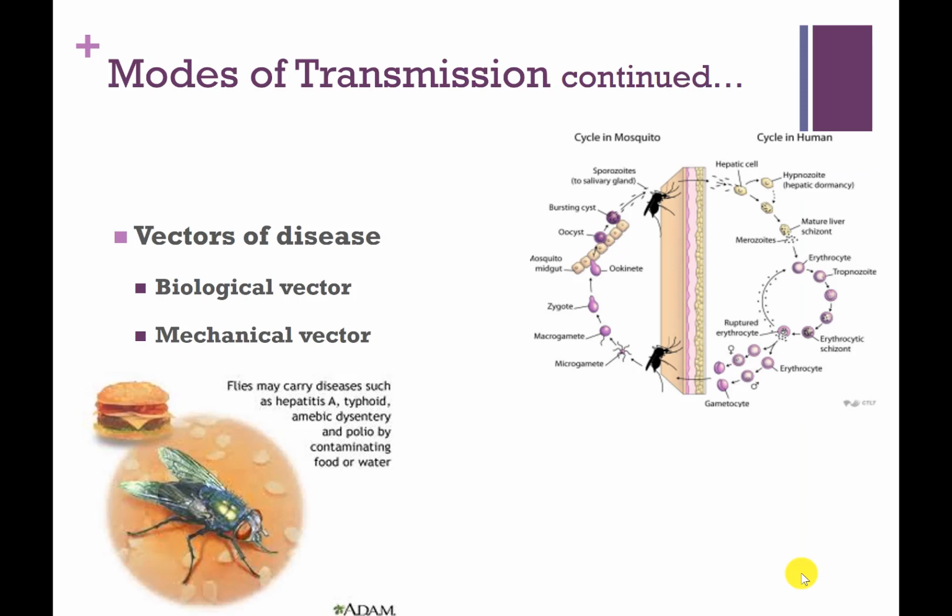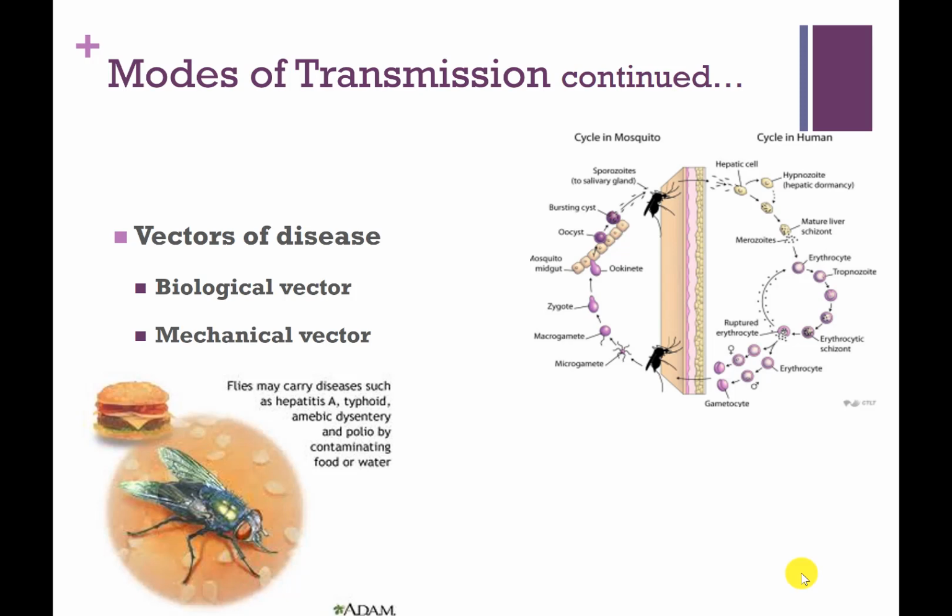So there are two types of vectors. A mechanical vector just transports the pathogen to a host. No multiplication or development of the pathogen occurs. A biological vector is one in which the pathogen is part of its life cycle inside the vector, then it is transmitted to the vertebrate. A biological vector, on the other side, is a vector in which an organism goes through a part of its life cycle inside the other organism. So it replicates. Try to think about mosquito and malaria, okay?